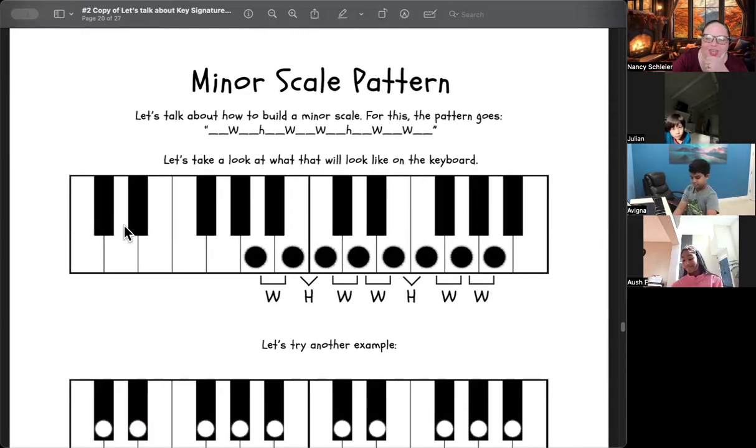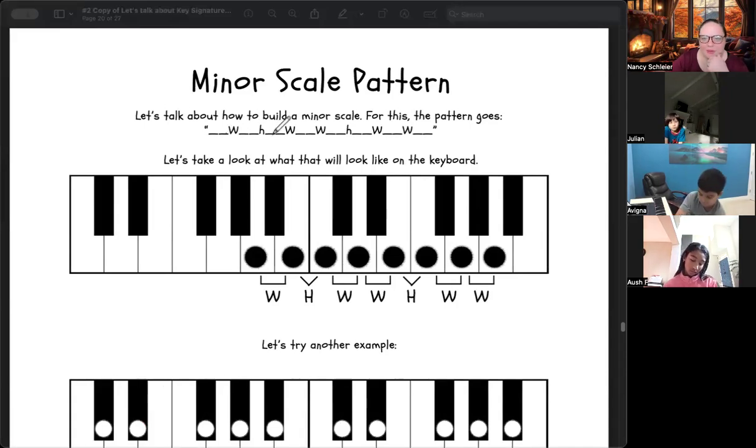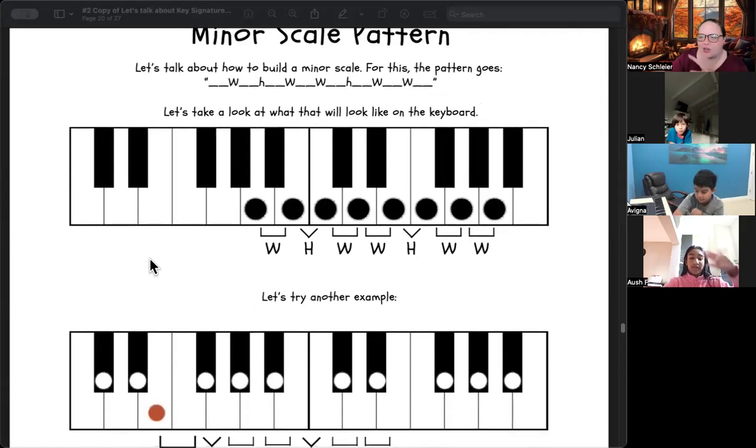So the pattern for minor is whole step, half step, whole step, whole step, half step, whole step, whole step. So I guess if you had to have a pattern, it would be half step, whole step, whole step, half step, whole step, whole step. But then we start with a whole step. I don't know. That's the closest thing I got to a pattern. All right, so this is the pattern on this keyboard. Any questions about that?